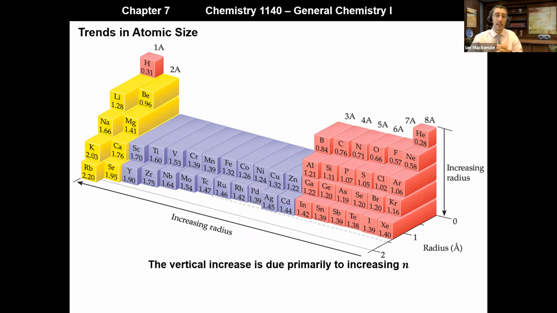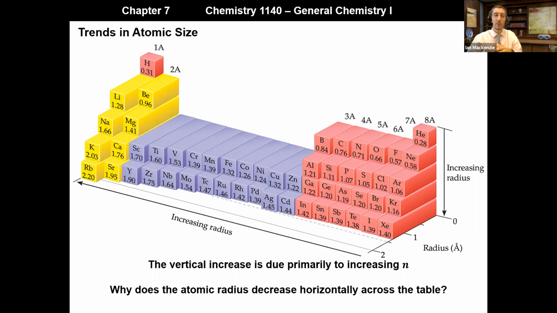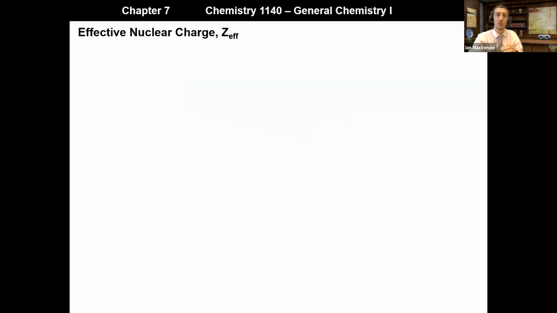So that one's very clear, but then there's the question of, why does the atomic radius decrease as we go left to right across the table? Why does it decrease horizontally? To answer this question, we have to look at something that's known as the effective nuclear charge. And it's given this abbreviation Z subscript effective. The effective nuclear charge is the charge that the valence electrons, the ones in the very outermost shell, actually feel.